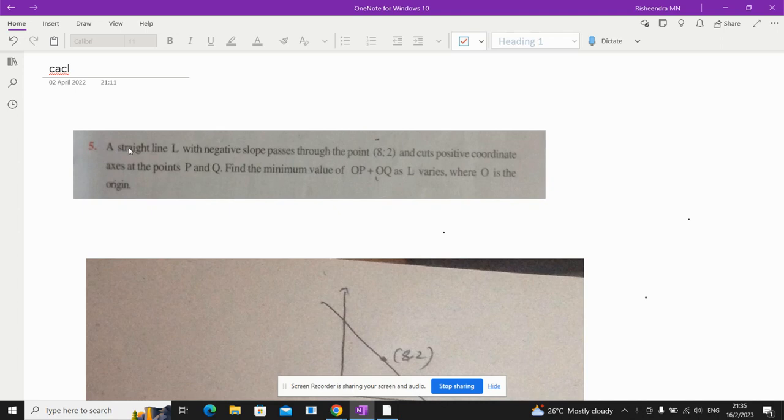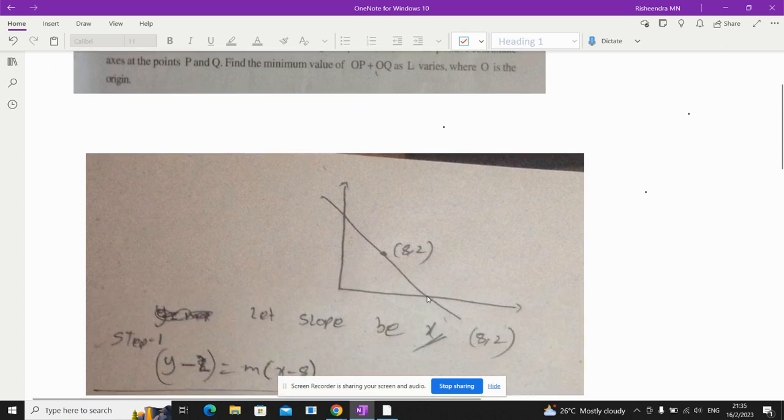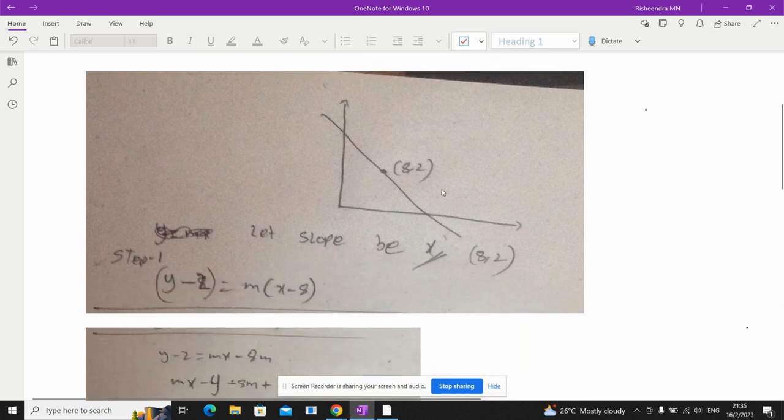Let's look at the question. A straight line L has a negative slope and passes through the point (8, 2) and cuts the positive coordinate axes at P and Q. Assume P is where it cuts the x-axis and Q is where it cuts the y-axis. When we add the intercepts, OP plus OQ, the answer will be some value, and we have to find where that value is minimum.